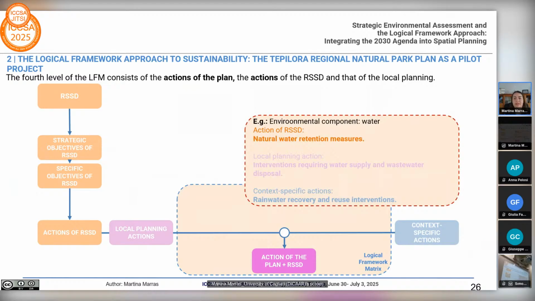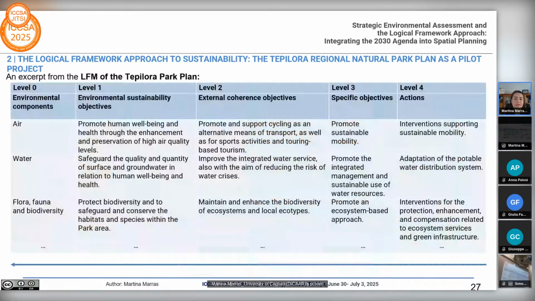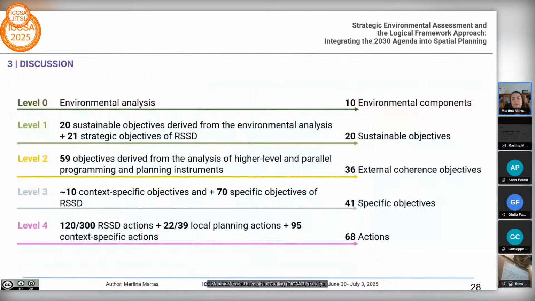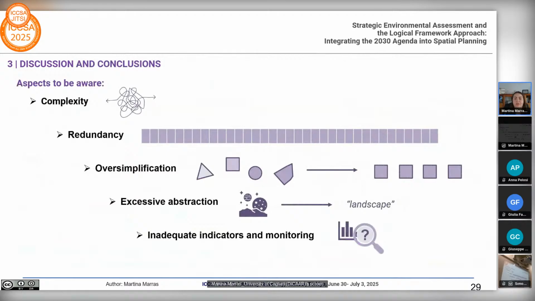Finally, this slide presents an excerpt from the LFM of the TP-LoRa Park Plan, showing only 3 of 10 environmental components, each with just a single objective and one related action. However, in fact, the complete LFM is more complex, and as we can see in the paper in the slide, is the result of 100 interactions among elements. So the reflection introduces some aspects to be aware of in relation to the developed method.